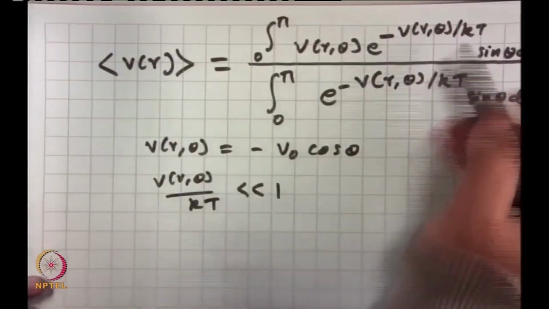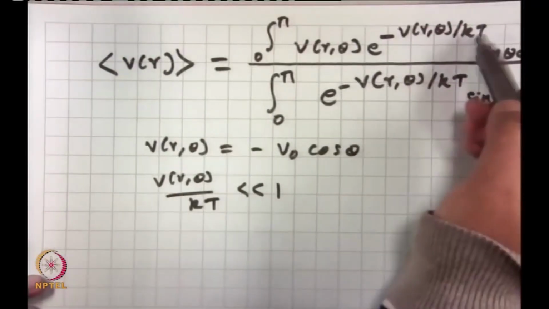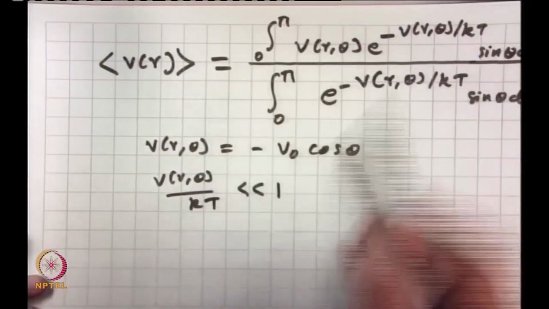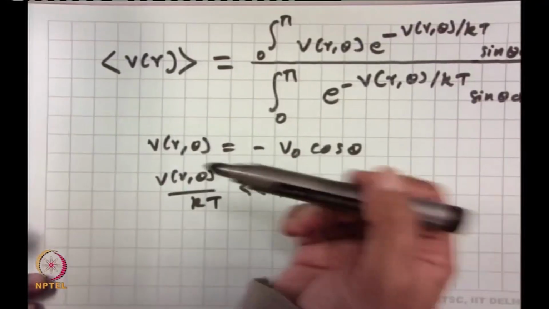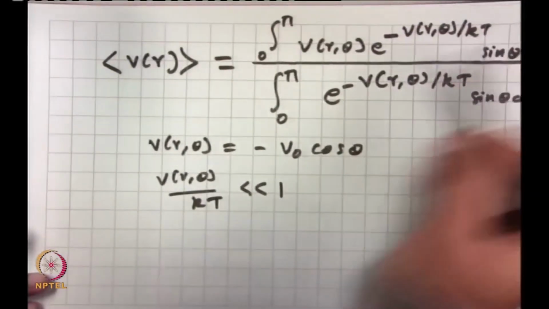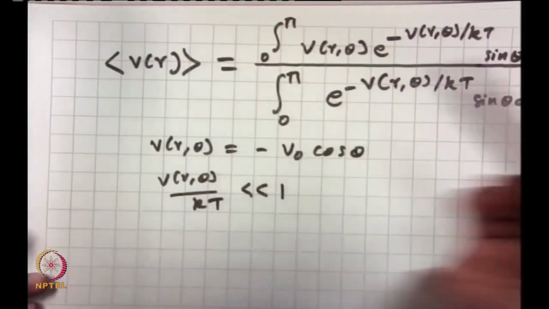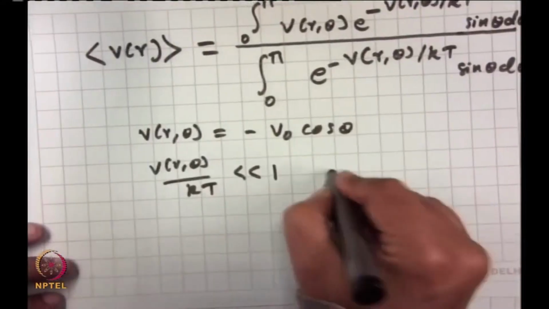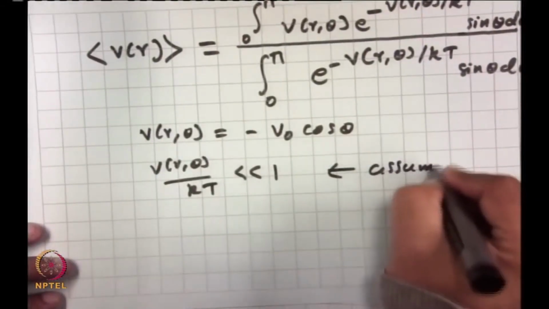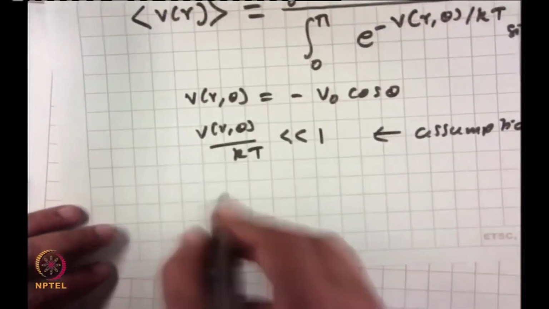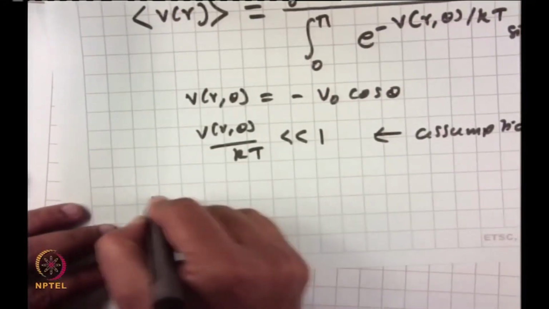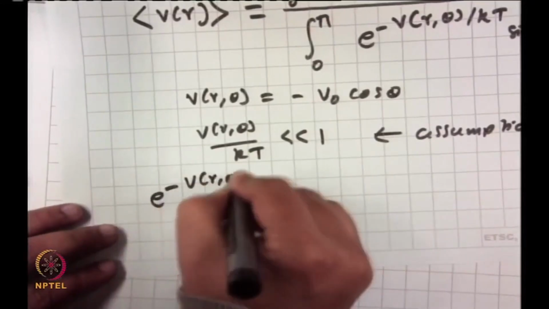You can realize this term has a temperature dependence. That means these forces would be dependent upon your thermal energy, and here thermal energy is reflected by what? The kT term or RT, whichever way you want to look at it. So based on these two, and especially this is an assumption we are making, if V of r, theta by kT is much less than 1, then what I can write is, look at e to the power minus V of r, theta over kT.